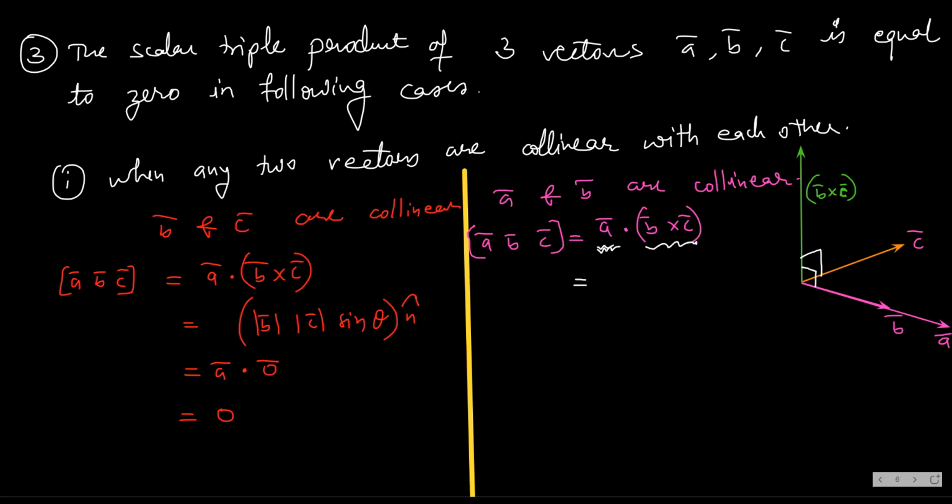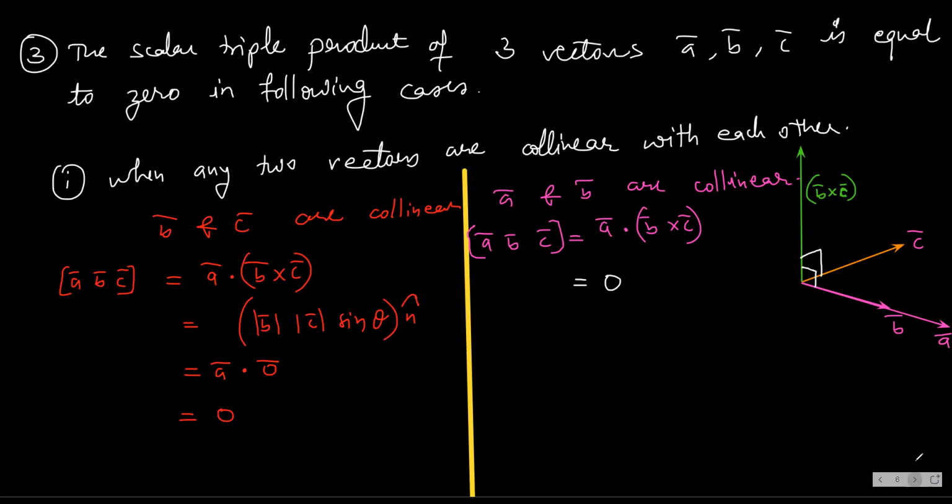Why? Because how do you define the dot product? It is the mod of this vector into the mod of this vector into cos of the angle between them. And if the angle is 90 degrees, cos 90 degrees is 0. I notice A bar is perpendicular to B bar cross C bar, so the dot product of these two will be 0. So you understood that when any two vectors are collinear with each other, the scalar triple product value will be 0. I have considered both the cases and explained it to you.